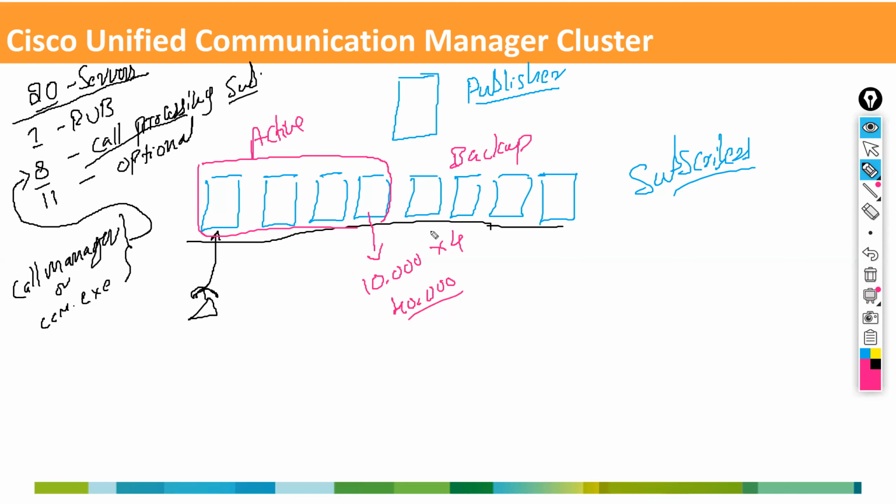Clear? Got it? What is subscriber? What is active? What is backup? What is optional server? What is a call processing subscriber and everything? Any doubts? Any questions? No, it's not mandatory. That's the maximum. You want to keep it one also, you can keep it. You want to keep it two also, you can keep it. That's not mandatory.